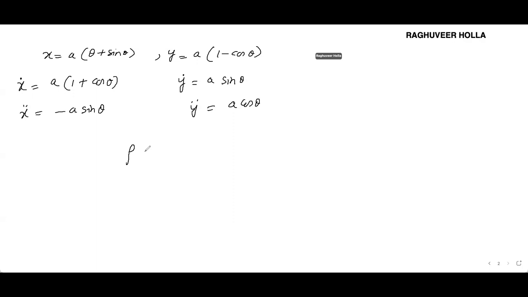Now, by using rho is equal to x dot whole square plus y dot whole square to the power 3 by 2, divided by x dot y double dot minus y dot x double dot. So let us substitute these one by one.